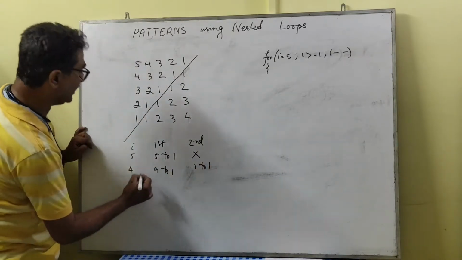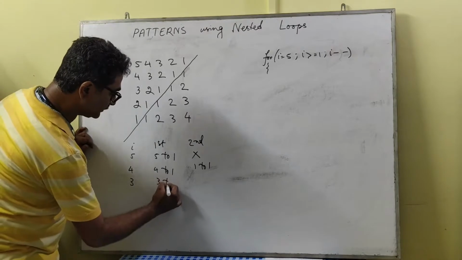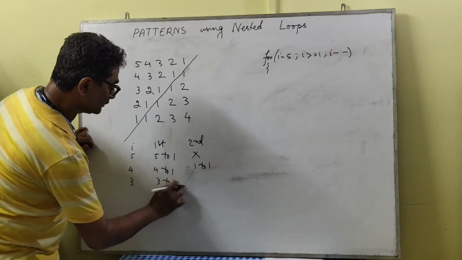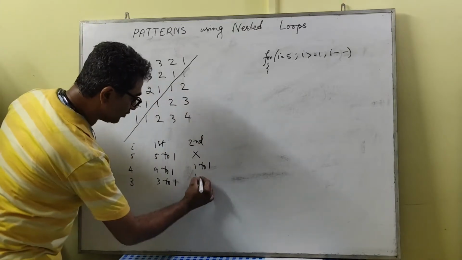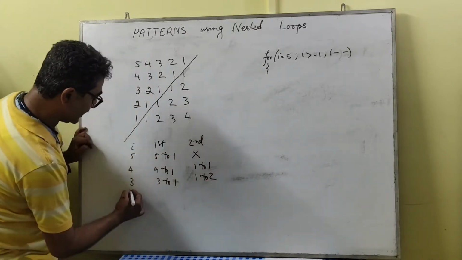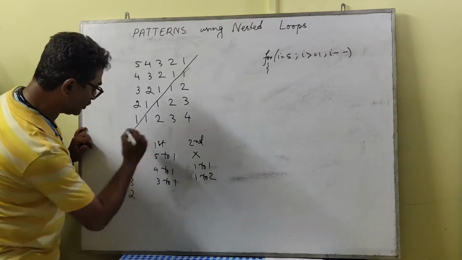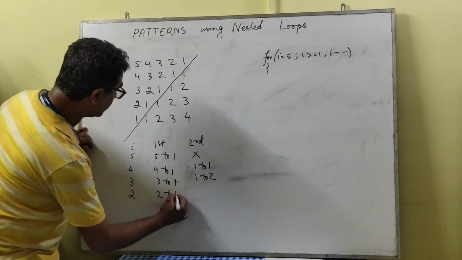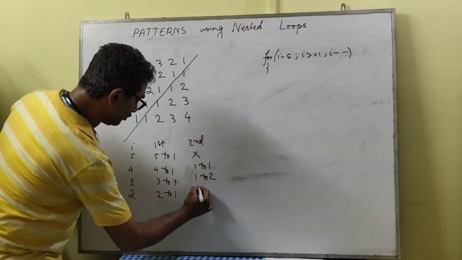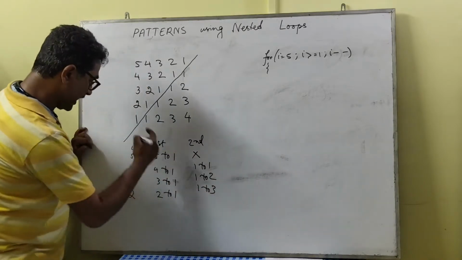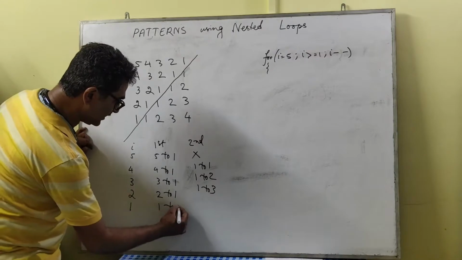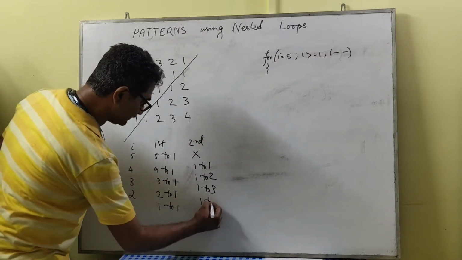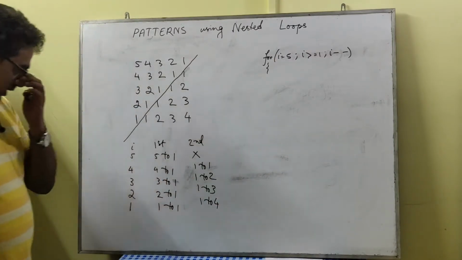So when I is 3, 3 to 1, and just 1 and 2 gets printed, so 1 to 2. When I is 2, 2 to 1, and this is 1 to 3. And when I is 1, just 1, so 1 to 1, and this is 1 to 4. Okay.